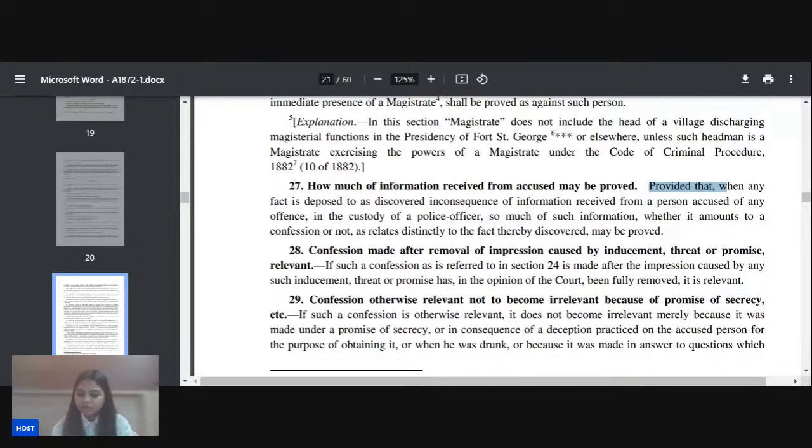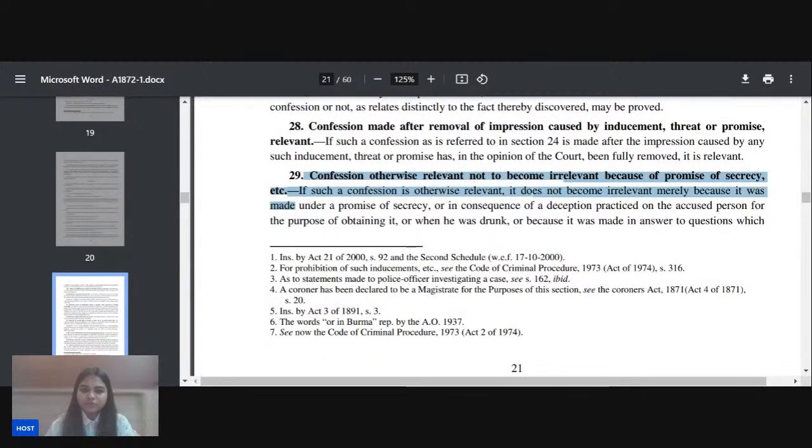Come to section 29, confession otherwise relevant, not to become irrelevant because of promise of secrecy. So in criminal cases, what happened, if an accused person is promised that you tell us, we will not say to anyone, you confess, we will not tell anyone, you tell us who the accused is or who has committed the crime, we will not say to anyone, and the person confesses it by assuring him that your statements will be kept a secret, or that the evidence will not be given against him, then the confession is relevant. Even if you are obtaining it by fraud or intoxicating the accused, it is relevant.